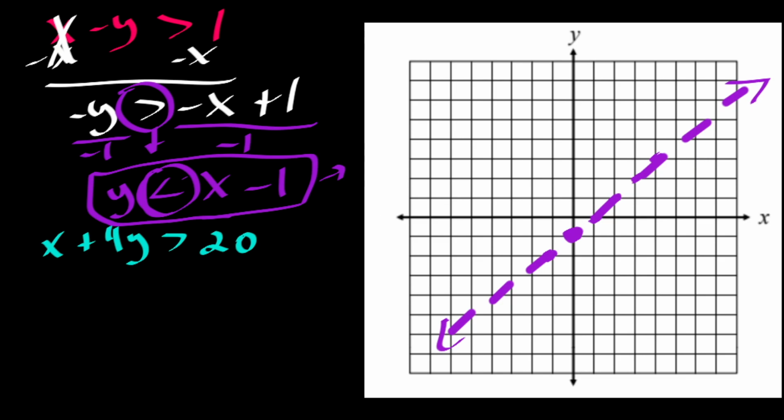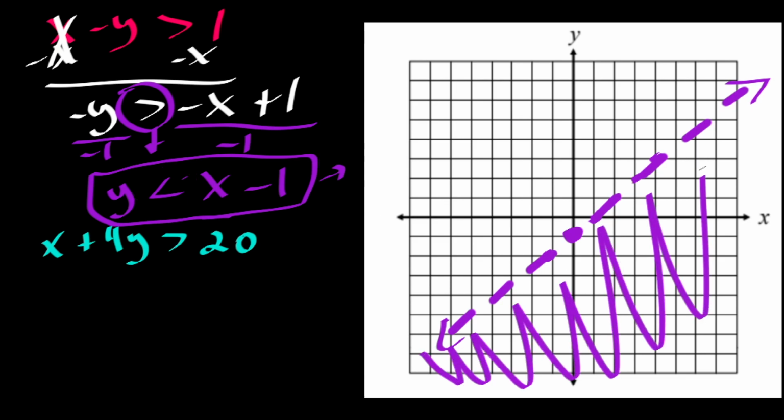This says less than, so we're going to shade it below. Once again, I have the advantage of using colors, but when you're using a pencil, just lightly shade that solution. That way we can make our overall solution dark. All right, then the last step is we need to get this second inequality in slope-intercept form. So we're going to subtract x.